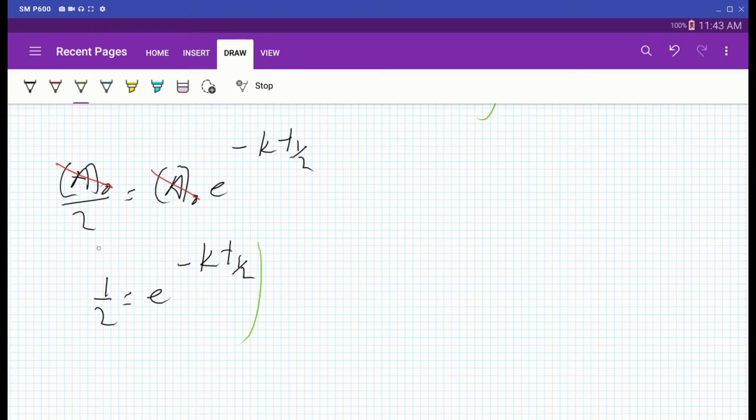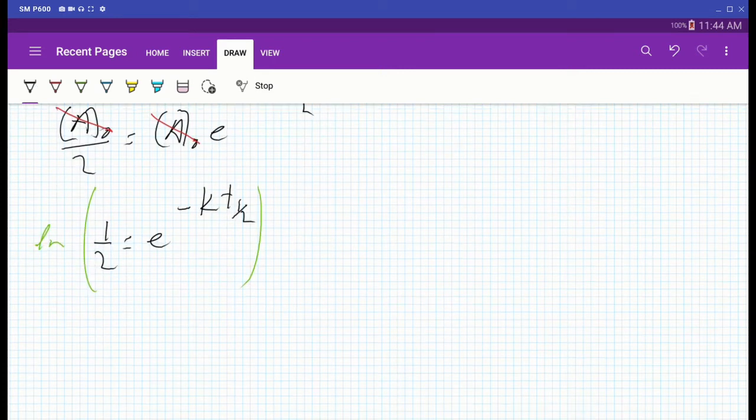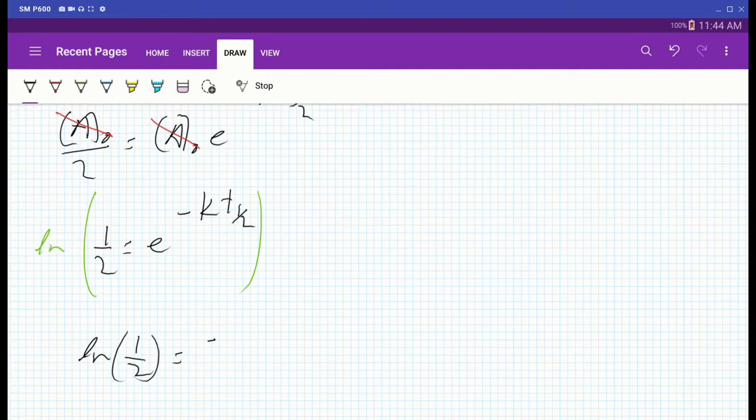To deal with that, we're going to take the natural log of everything. And so that gives us natural log of 1/2 is equal to minus kt 1/2.